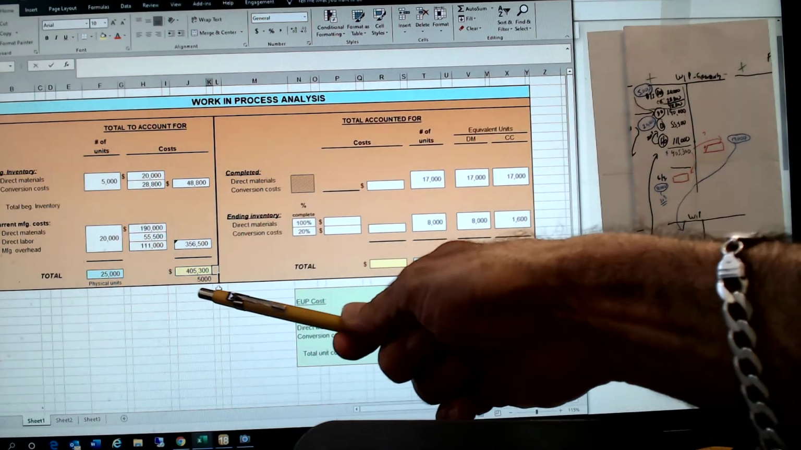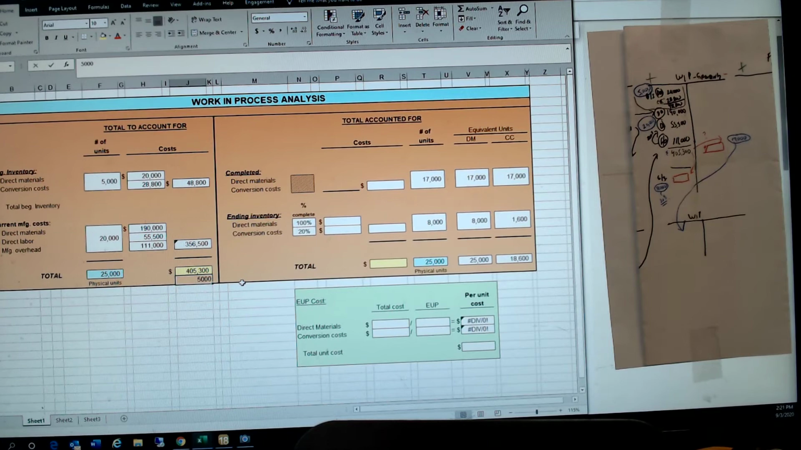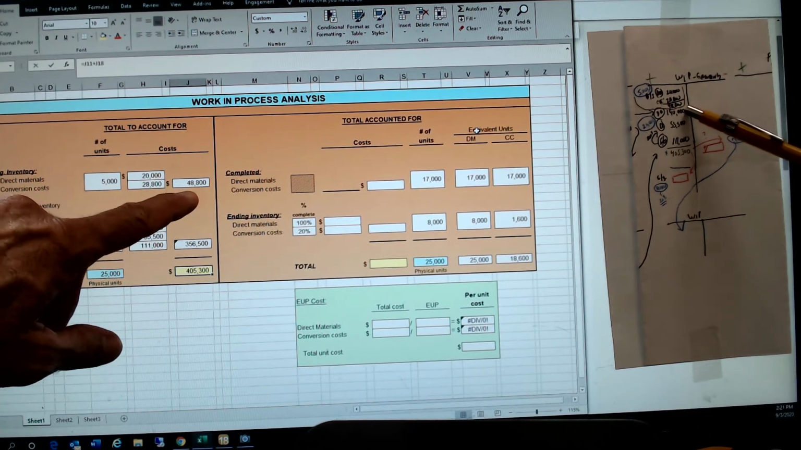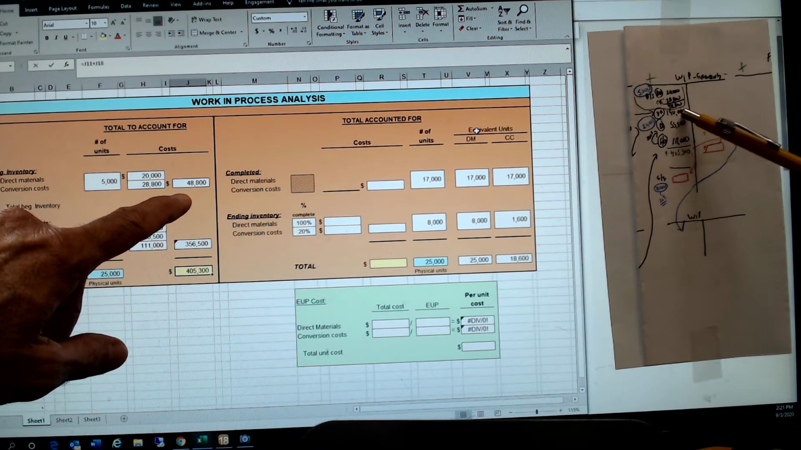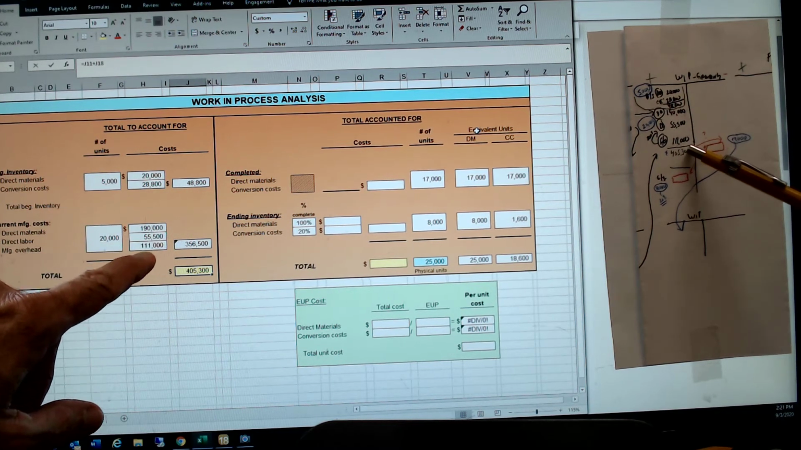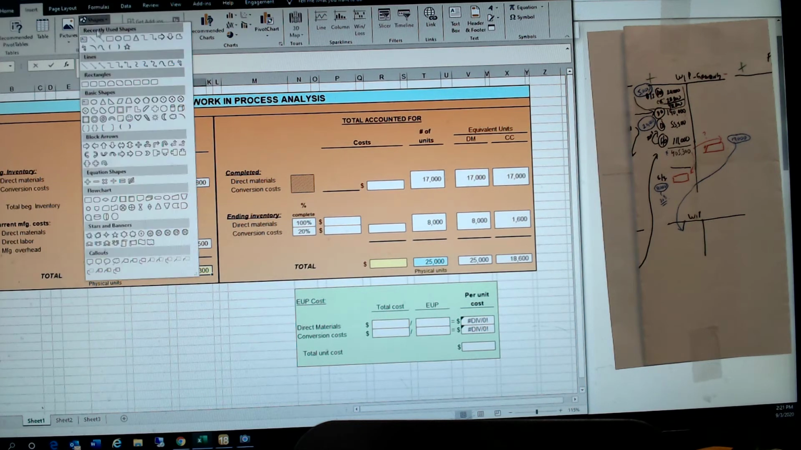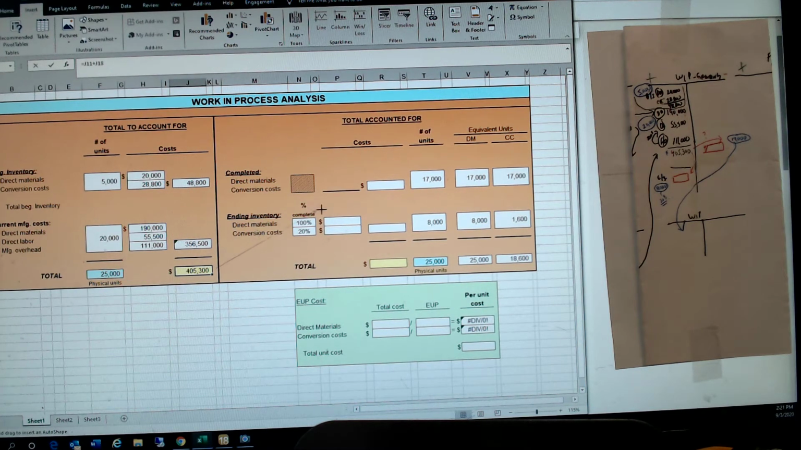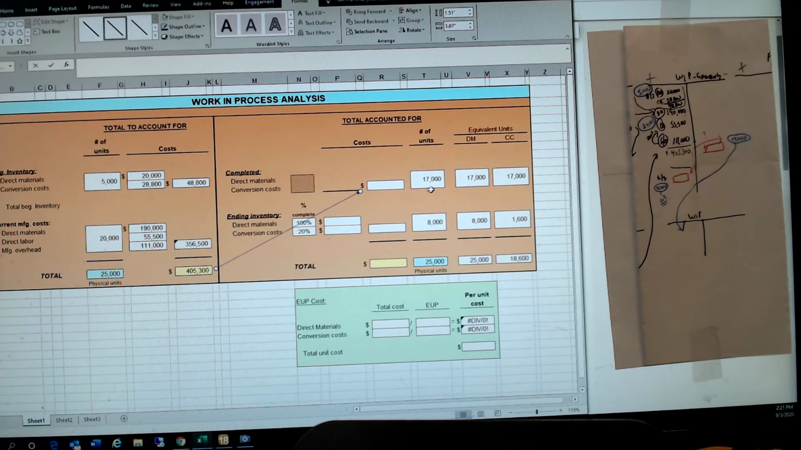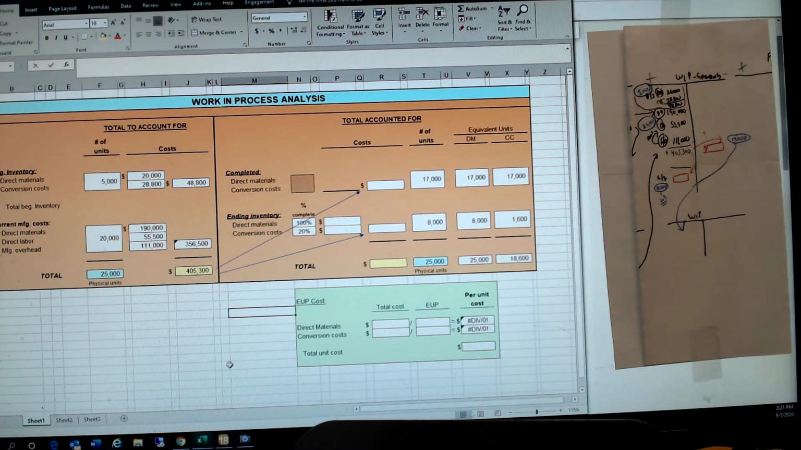That's what I'm trying to allocate. These are my costs, 405,300 to account for, because this is what my department was charged. I started with 48,800. I was charged 190,000 for materials and labor and overhead. So I've got 405,300. I want to know how much of that 405,300 is going to be assigned to these 17,000 units completed, and how much of it is going to be assigned to the 8,000 that are in ending inventory. That's what I'm trying to figure out.